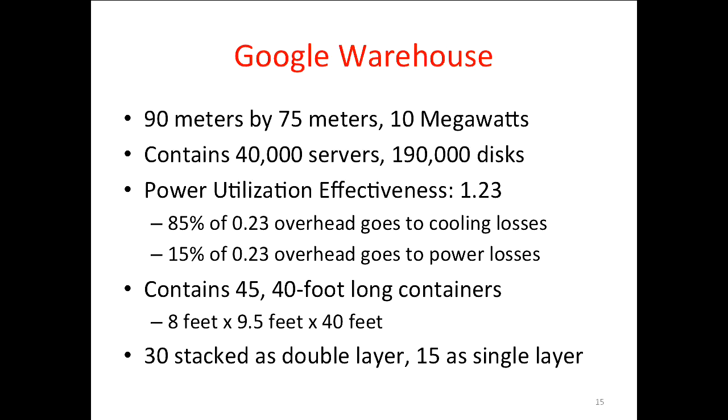About 15% of that overhead is lost in the conversion. So you go from high voltage AC, you convert it down, you lose a bit of power, and you convert it down again to get to, say, 120 volts to get to the server. Then you convert it down again to get to the 1 volt that the chips run on, and you lose some more power there. But most of it goes into the power to drive the cooling. A little bit is lost in the power conversion as you step down.